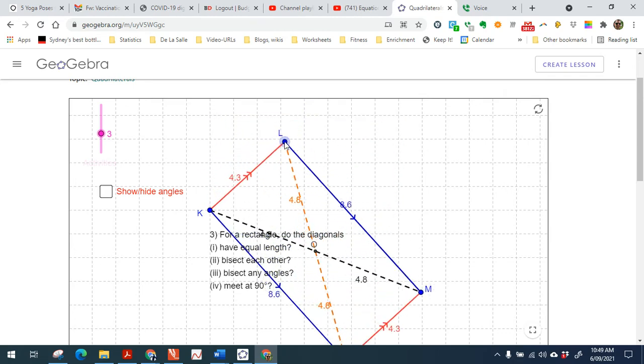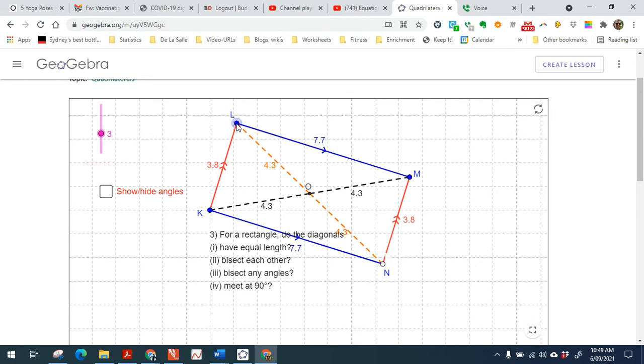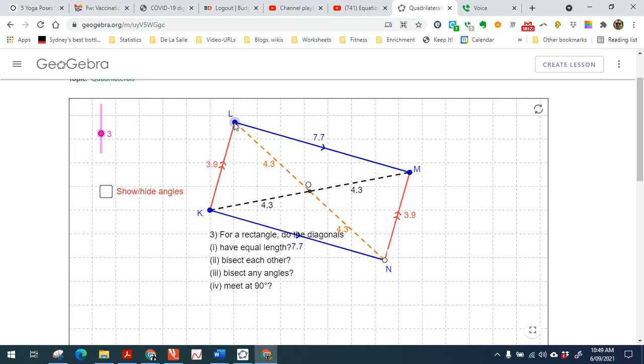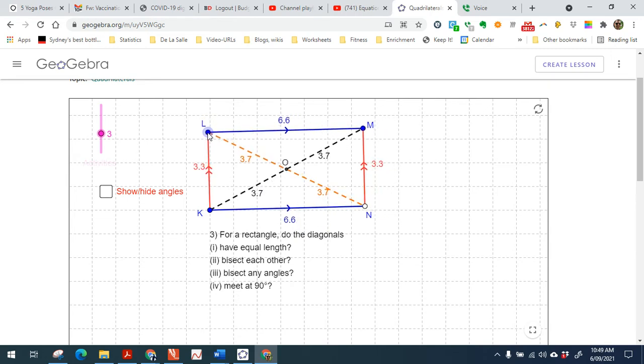Now you can change your rectangle any which way you want, and the diagonals will always be the same length. You can see here that both the diagonals are 8.6. And no matter what you do, the diagonals will always be equal in length. Not only that, you can see they bisect each other as well, can't you? You can see that you've got 3.7 and 3.7 and 3.7 and 3.7. So the orange diagonal cuts the black diagonal in half and vice versa.